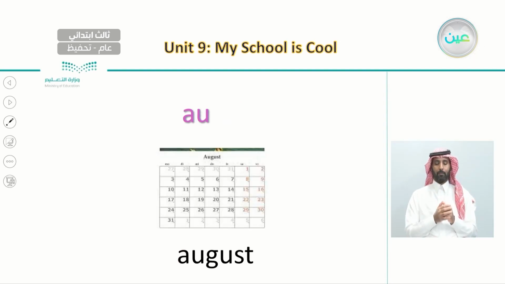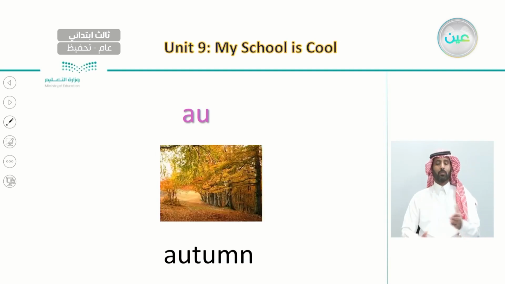Now, also other words that have the A and U, which is August. August. So here we have the A and U sound. Next we have autumn. Autumn. That starts with A and U.